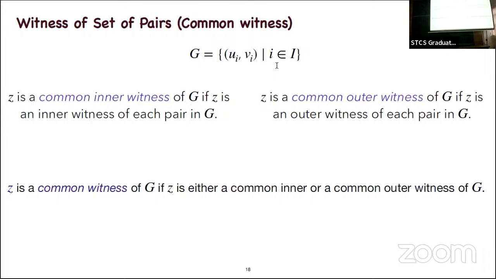So I have a set of pairs G equal to (U_i, V_i), i in I. Then I define Z to be a common inner witness if it is an inner witness for each pair. Z is a common outer witness if it is an outer witness for each pair. And Z is a common witness if it is either a common inner witness for everybody or a common outer witness for everybody. You cannot have it be an inner witness for one pair and an outer witness for another. You have to be either a common inner witness or a common outer witness.